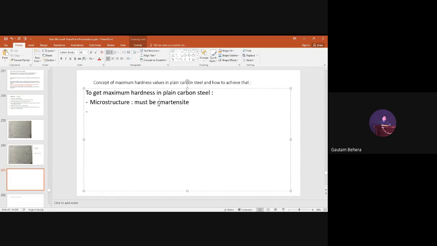or I can write complete martensite. The answer is very simple. Chemical composition. Tell me, what is the relationship between carbon weight percentage and hardness value? Yes, Soumya. If cementite will form, the hardness will be more.